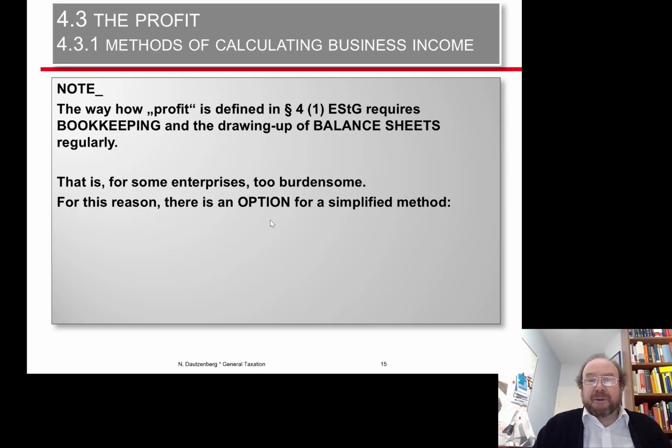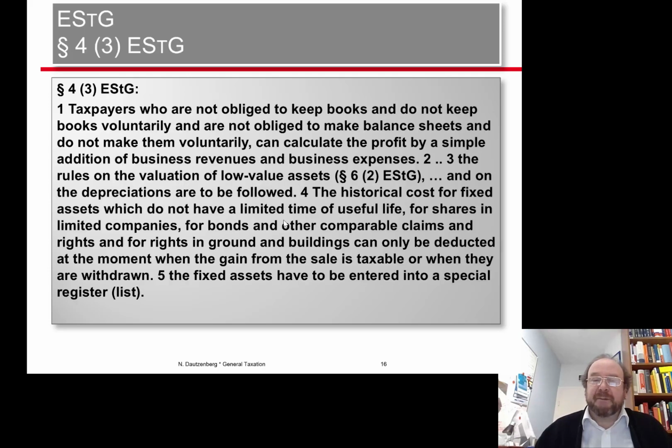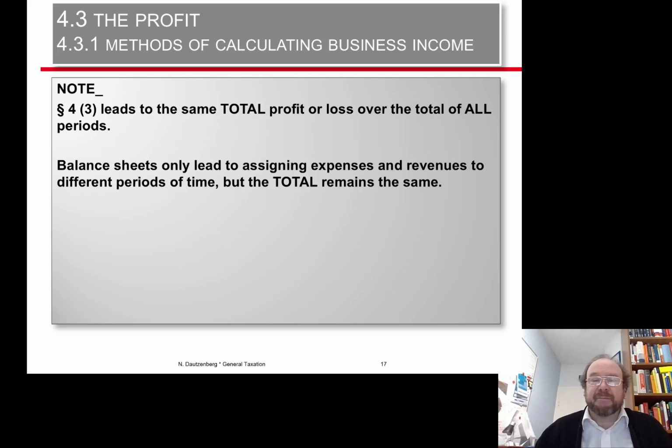Naturally, the way how profit is defined in paragraph 4.1 requires that you keep books and draw up balance sheets regularly. Sometimes that's too much for especially small enterprises, so sometimes you have an option for a simplified method, and the most important one is described in 4.3.